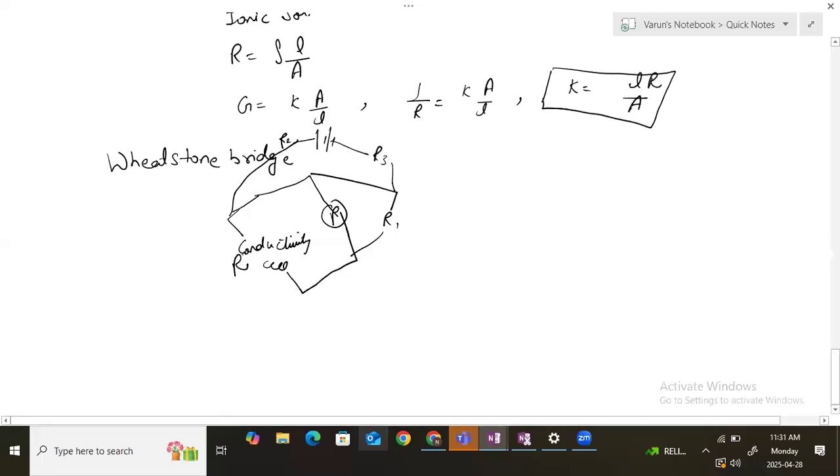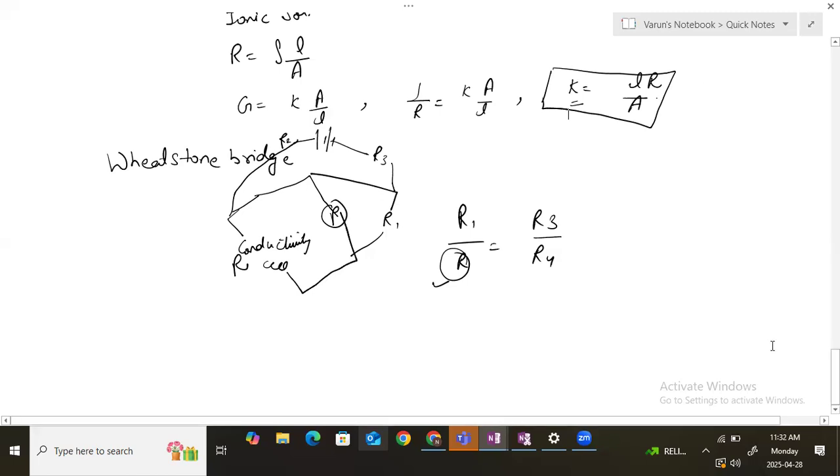Got it? So according to Wheatstone, R1 by R will be equal to R3 by R4. So from this, you can calculate the resistance of the conductivity cell. If you know the resistance of the conductivity cell, then by placing the value of resistance in this formula, you can calculate the conductivity of the particular ionic solution. Any doubt in this? No doubts.